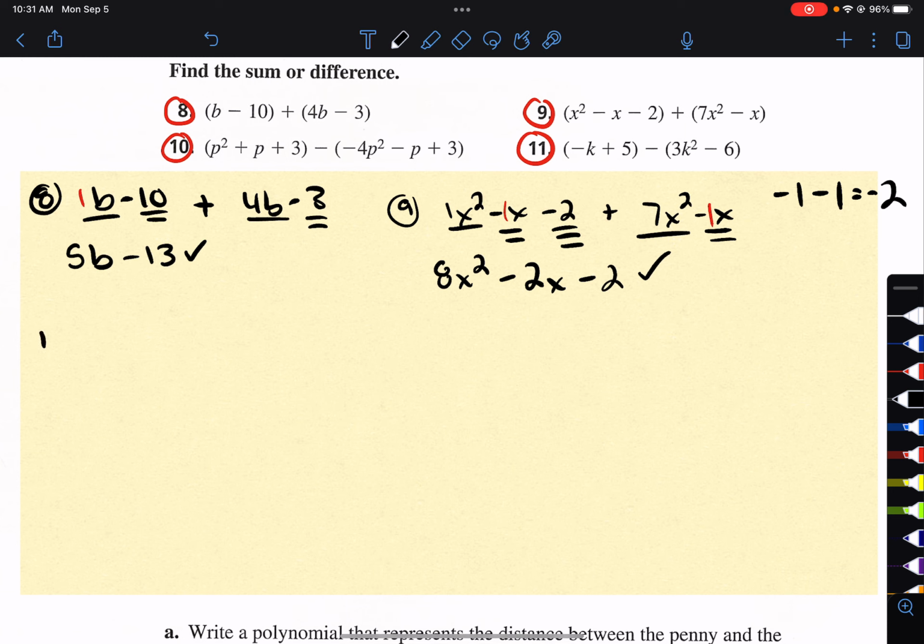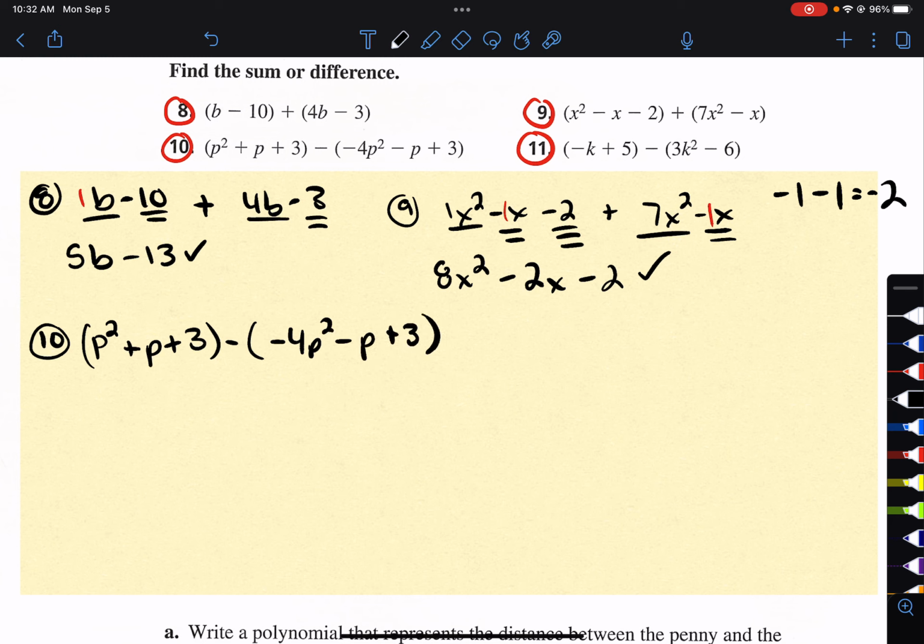Okay. Number 10, now the tricky ones. P squared. Whoops, that's not where my parenthesis goes. P squared plus P plus 3 minus negative 4P squared minus P plus 3. All right, this one has a negative, so I got to remember not to make my 7th grade mistake, and I've got to distribute that negative to everything on the inside.